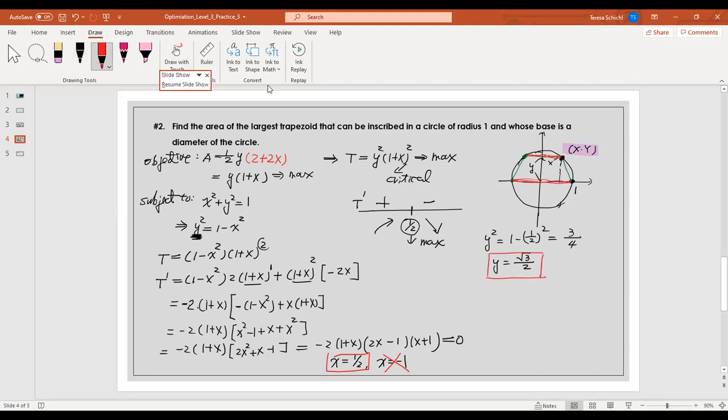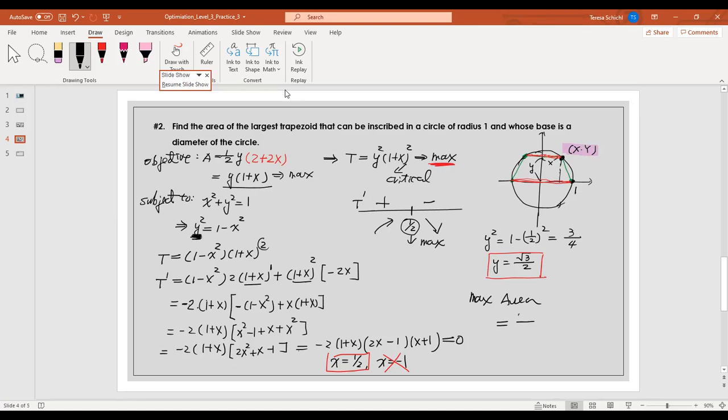So after I get the x and the y here, now I want to find the maximum area. I know x equal to 1/2 will make the t max. So when the t is max, that means my a is max, right? So now my max area will be what? Will just be equal to, you substitute here, right?